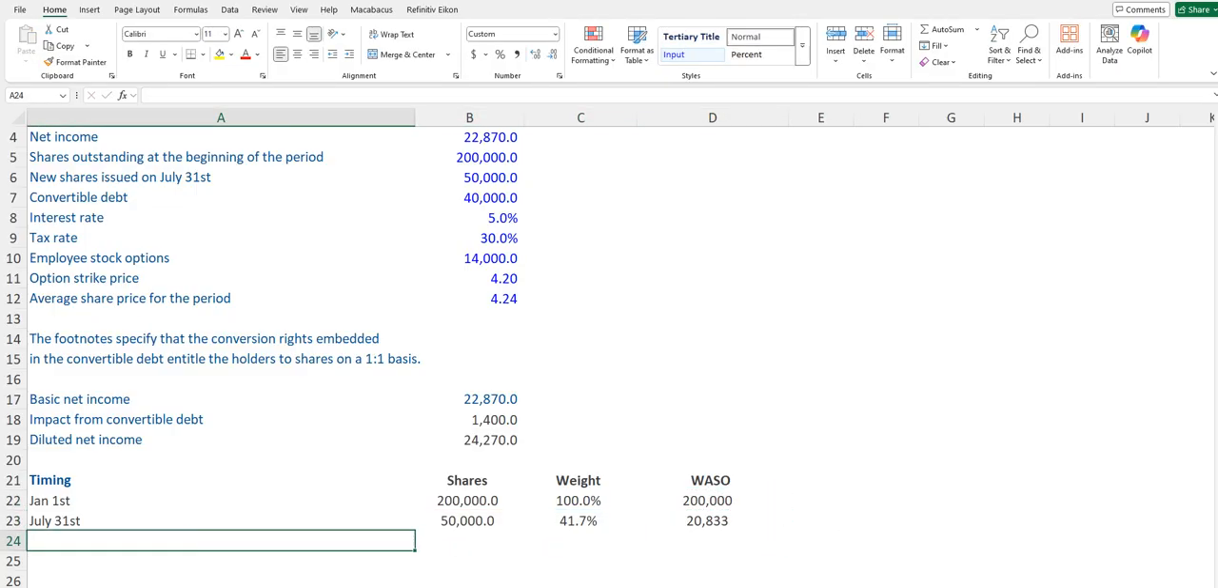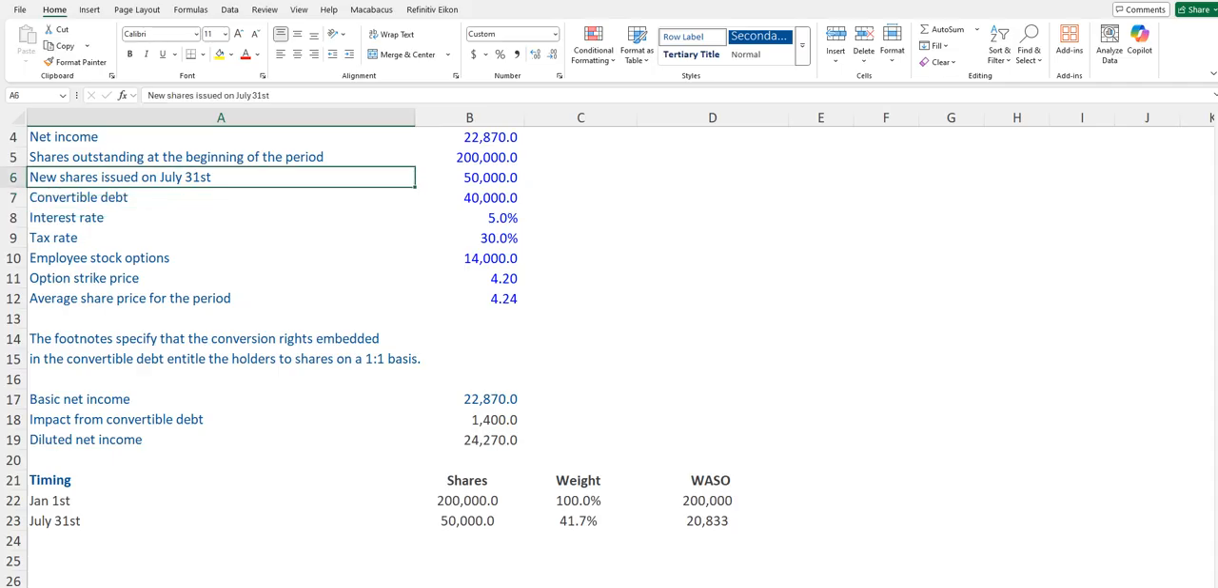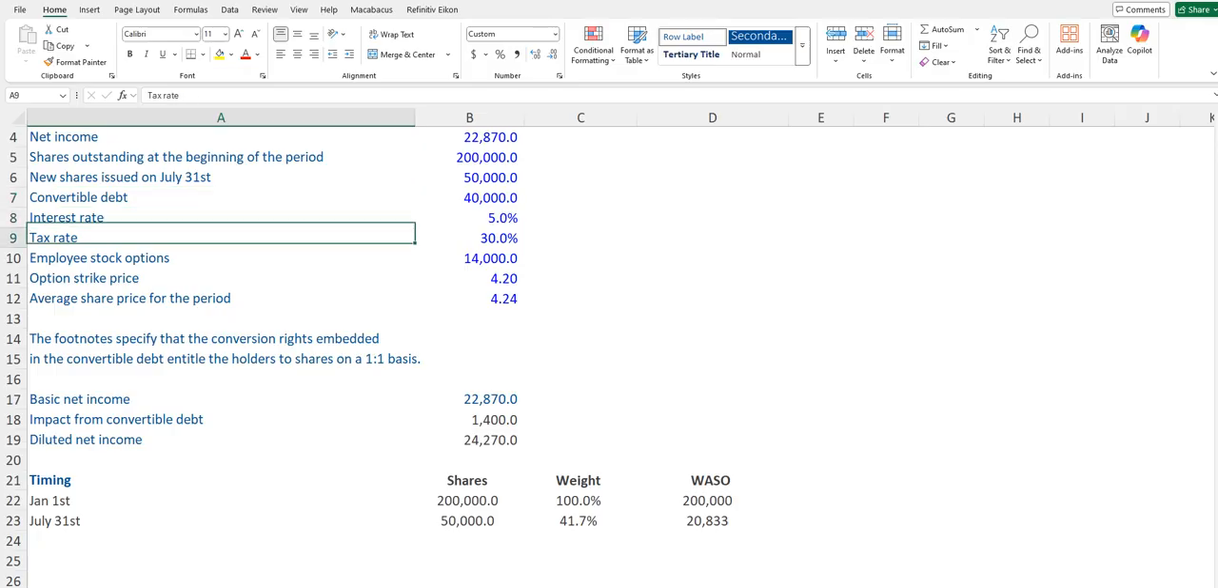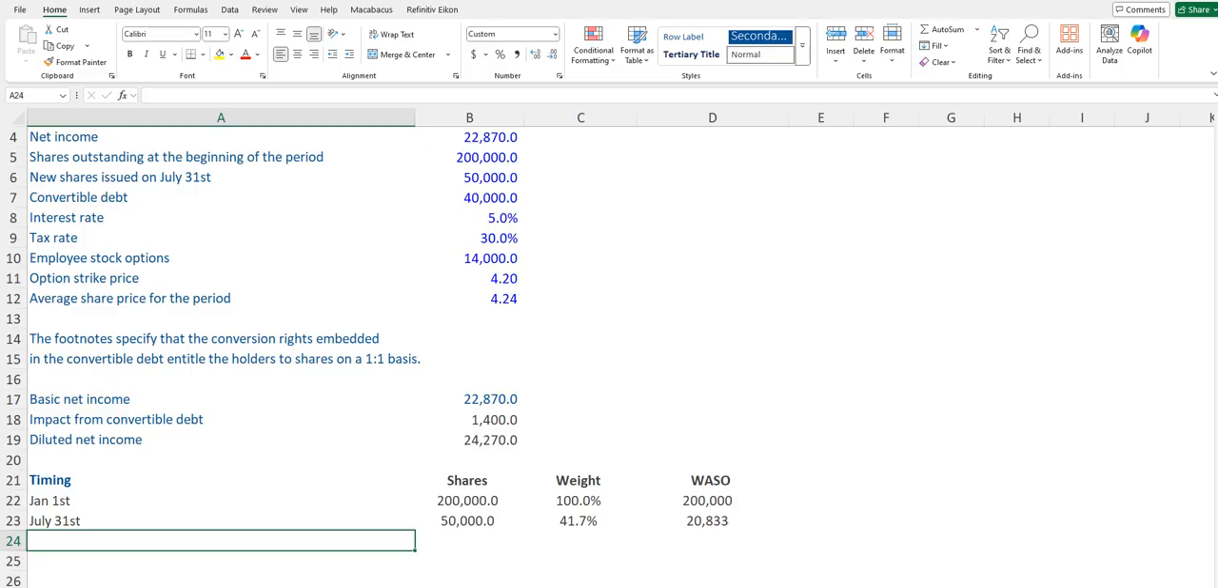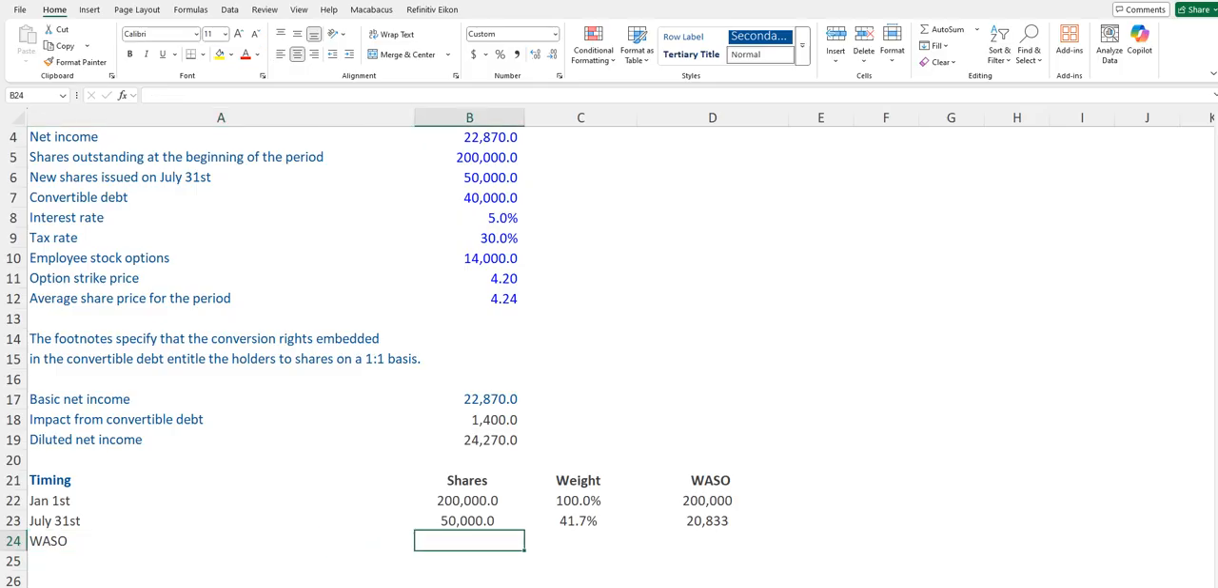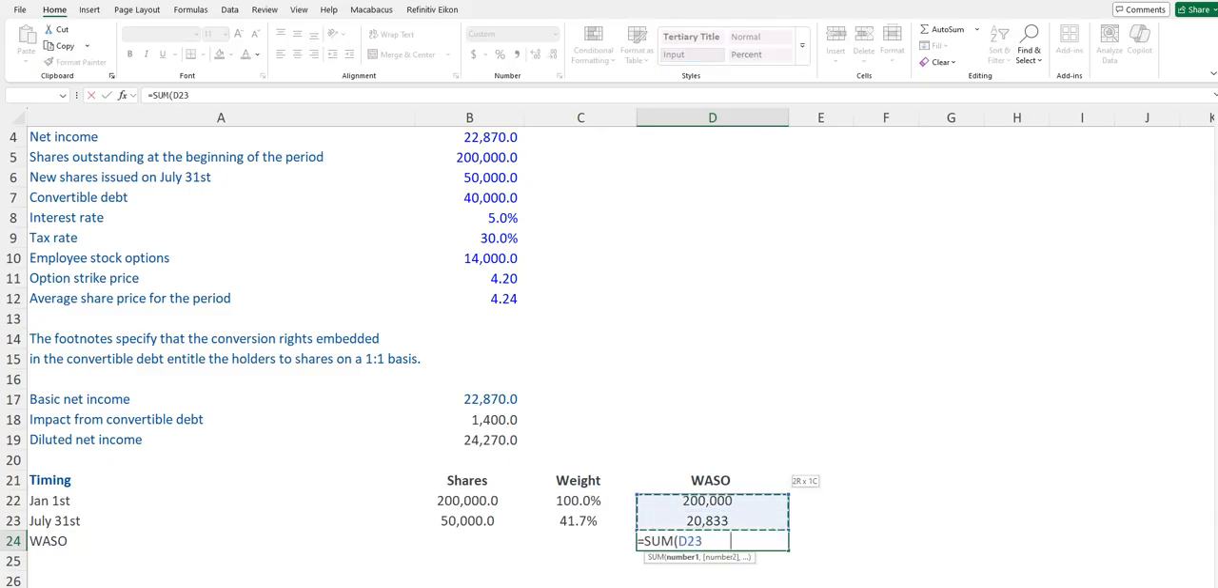So now we know the WASO, because there's no more corporate action here. There's no information telling us that the company has a further corporate action, for example, repurchasing shares or issuing more shares. So it's time to calculate the WASO. You sum up these two numbers, and then you will get the WASO, the weighted average shares outstanding.